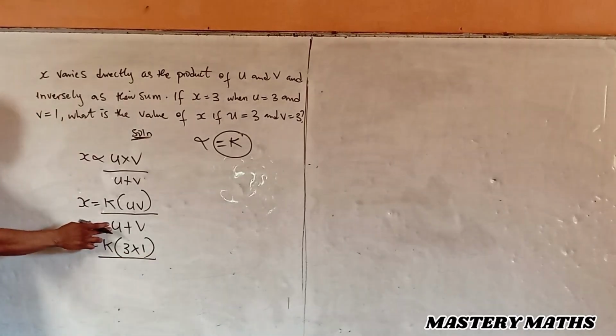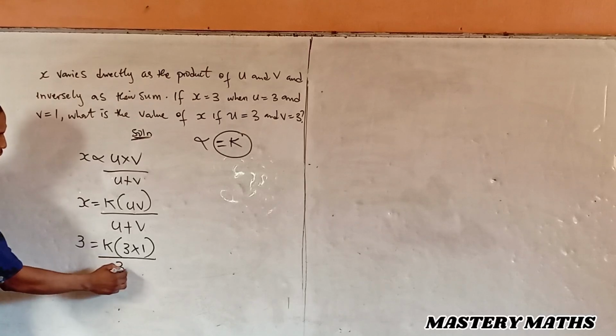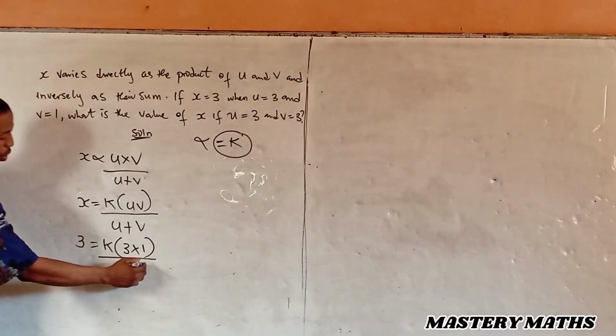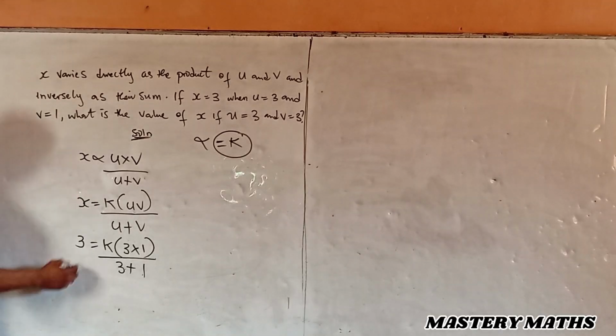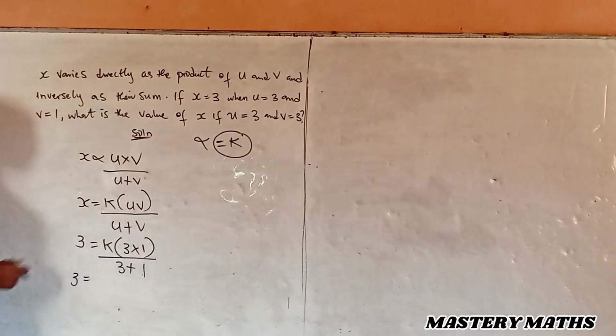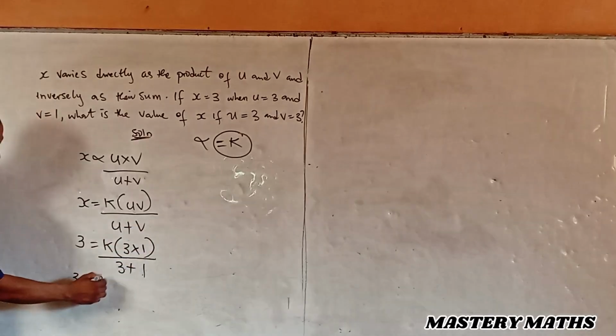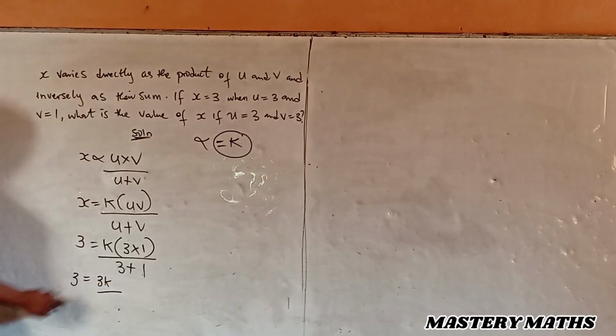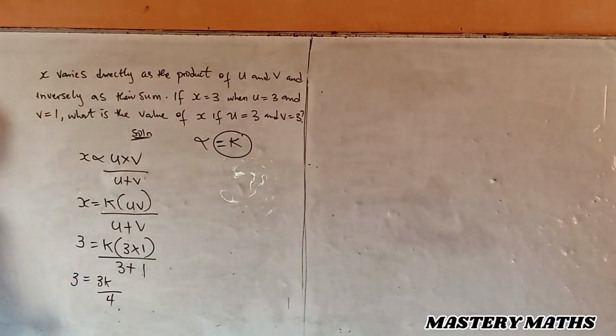All over, what is your u again? Your u is the same 3 plus, what is the v? 1. See now? Then we'll bring it down. 3 equal to, you have your 3 times 1 is 3, times the k will give us 3k all over 3 plus 1, which is 4. So to balance this equation, we put over 1 here.